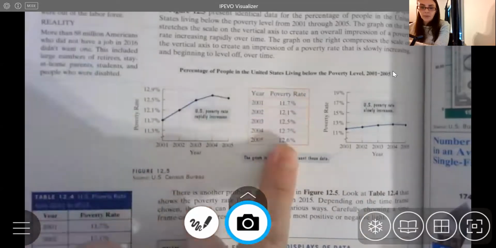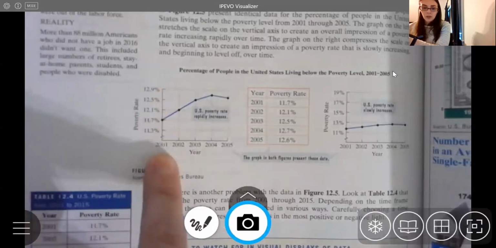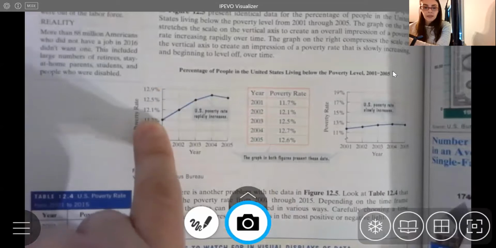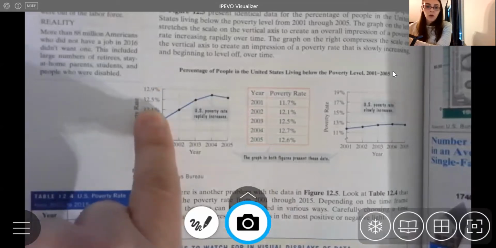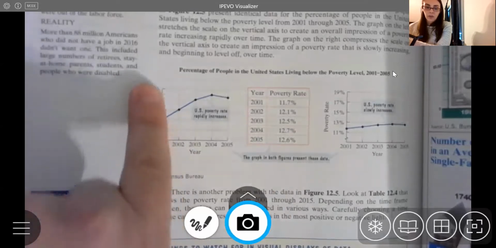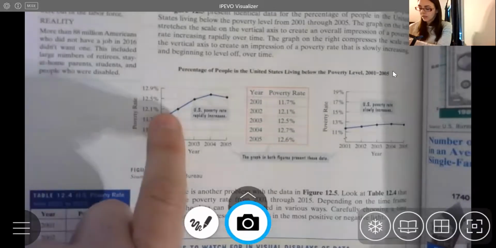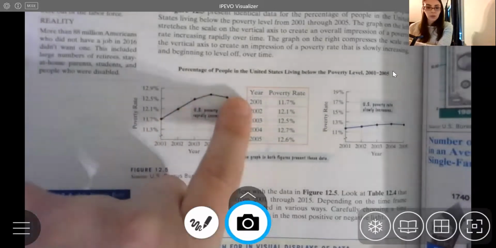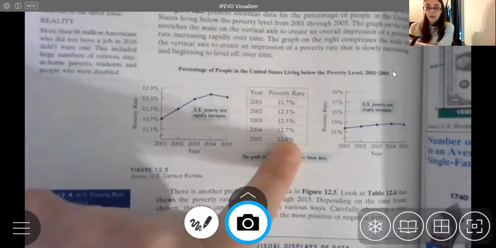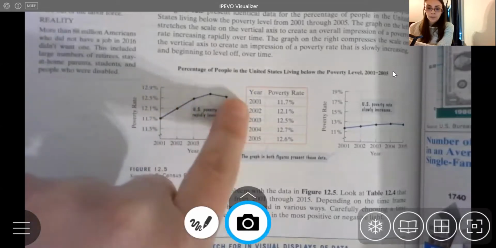So the data is the same. Here, they're really spreading out their data points. So you can see you have a truncated axis here. We're starting at 11.3, and then it's 11.7, 12.1, 12.5, 12.9. So you have consistency here. They're going by 0.4%, but because the change is so small, it's really making the poverty rate look like it's drastically increasing when really it's going from 11.7 to 12.6. That's less than 1%, but this is making it look like a huge jump.